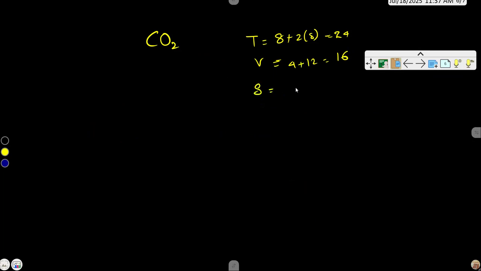The shared pair of electrons would be 24 minus 16, which is 8. Bonds would be 4. So first we have to write the skeletal structure with carbon. Let's put one bond to oxygen, one bond to oxygen, but it says 4 bonds are there, so try to put double bonds. Now we have to calculate unshared electrons. Unshared electrons are 16 minus 8, that is 8. That means I have to give 1, 2, 3, 4 to this, 1, 2, 3, 4 to this. That's all. This is your carbon dioxide structure.